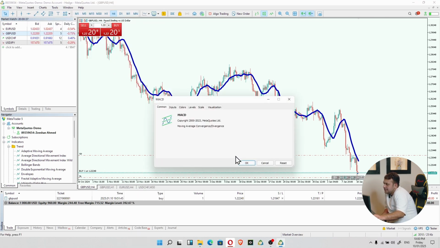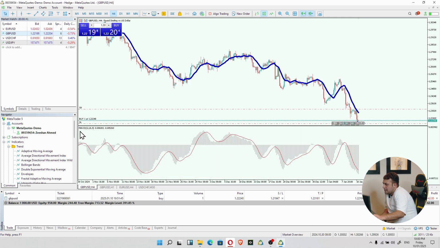MACD is basically the moving average convergence and divergence, which is the difference between two moving averages, and the signal line is the slowest moving average. Whenever the crossover happens between the difference of the two moving averages and the signal line, see here the crossover is happening, the histogram is going down but the signal line is above, which means a bearish signal.